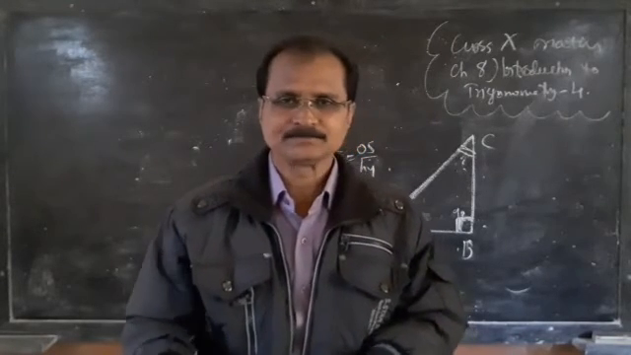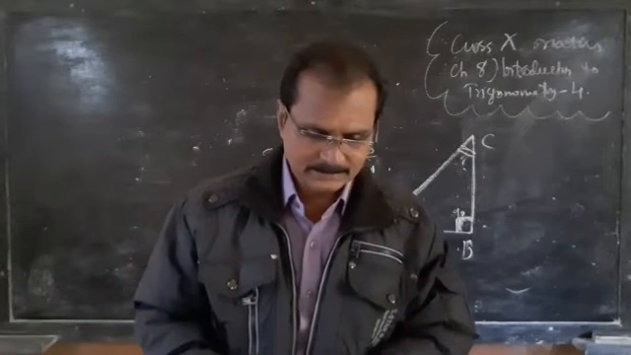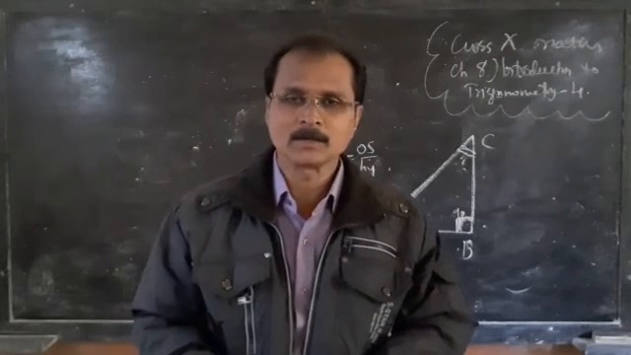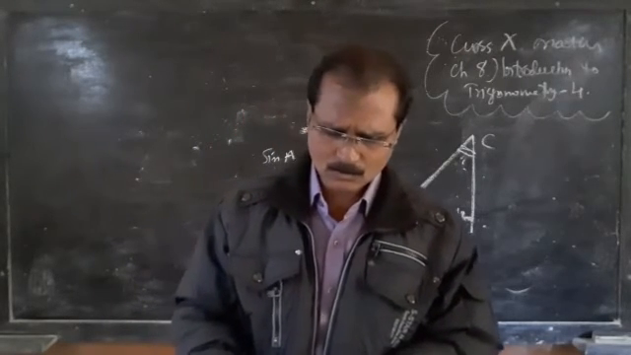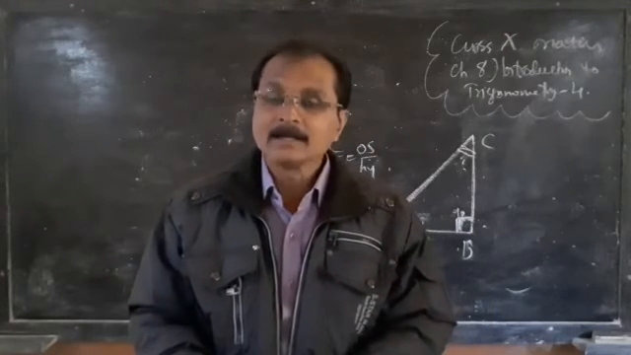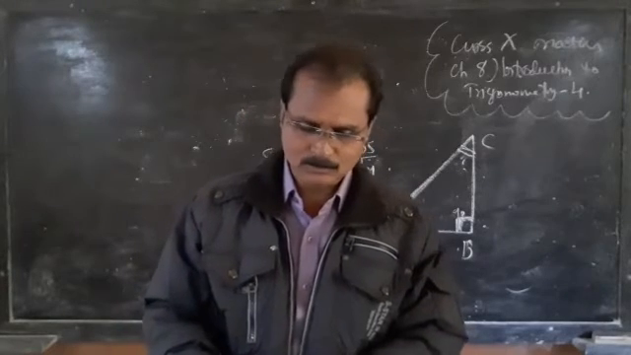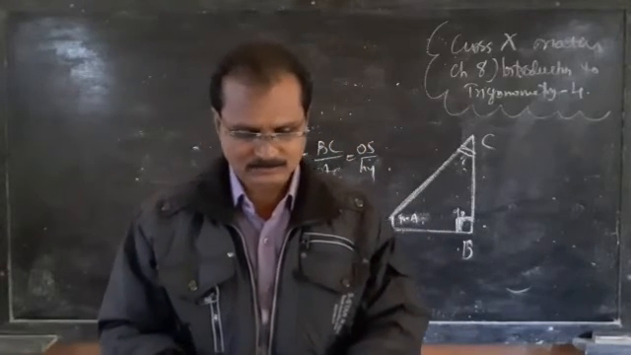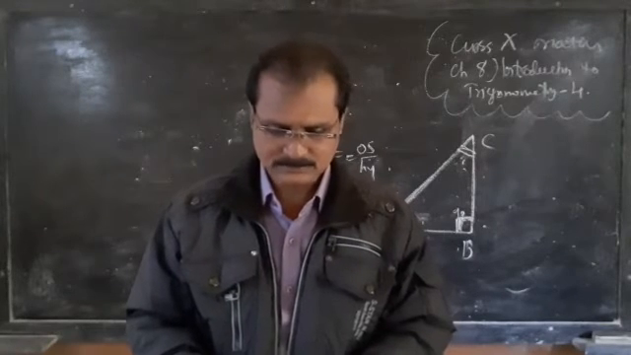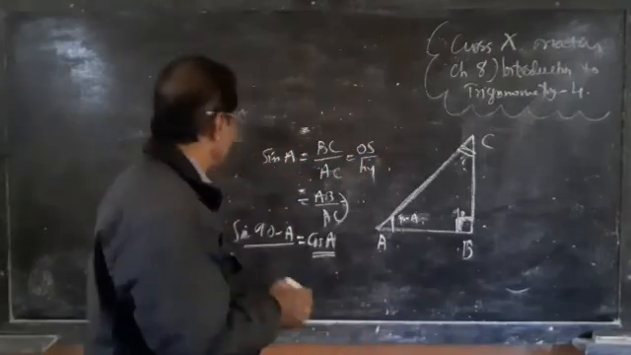And please also complete example 9: evaluate tan 65 upon cot 25. So cot A equal to tan 90 minus A, you know that. So cot 25 you can transform into tan 90 minus 25, that is tan 65. So tan 65 upon cot 25 equal to tan 65 upon tan 65 equal to 1. Example 9 is a very simple one.